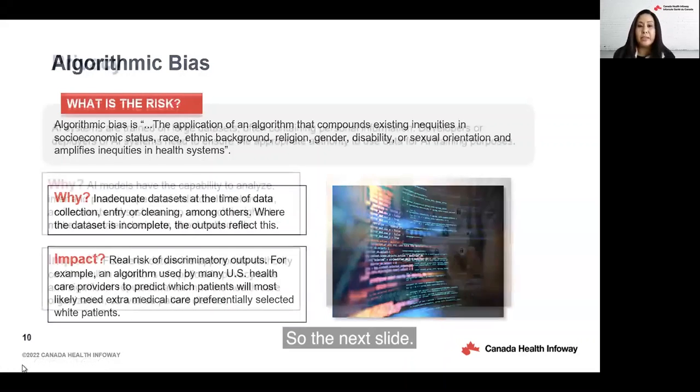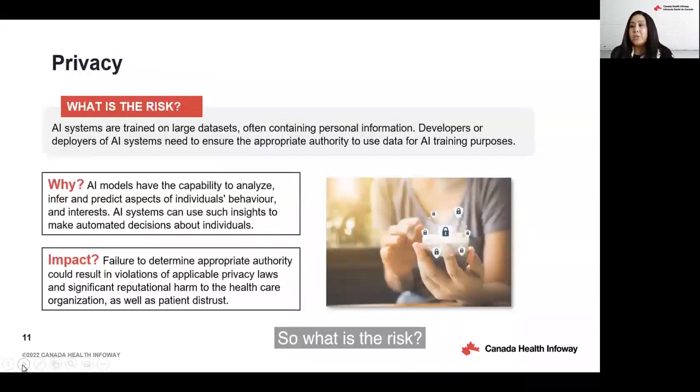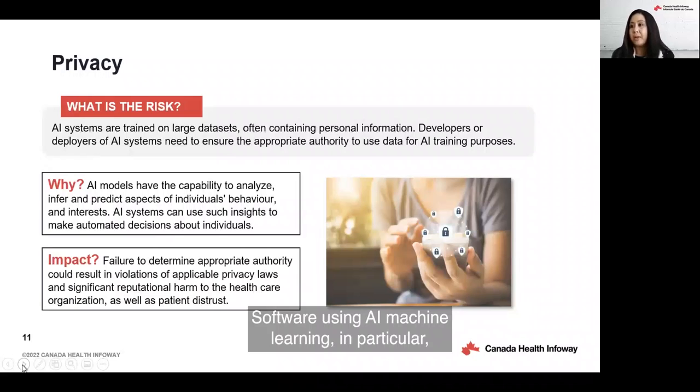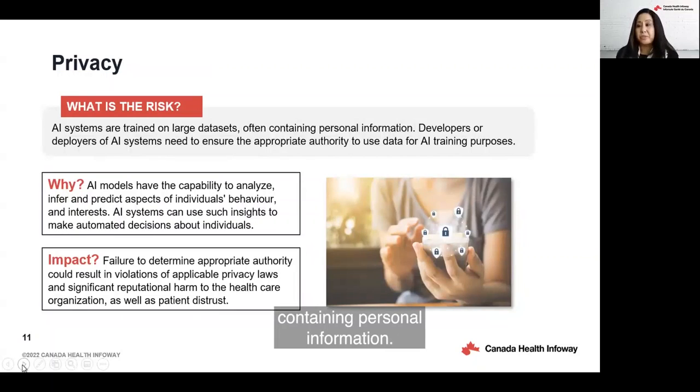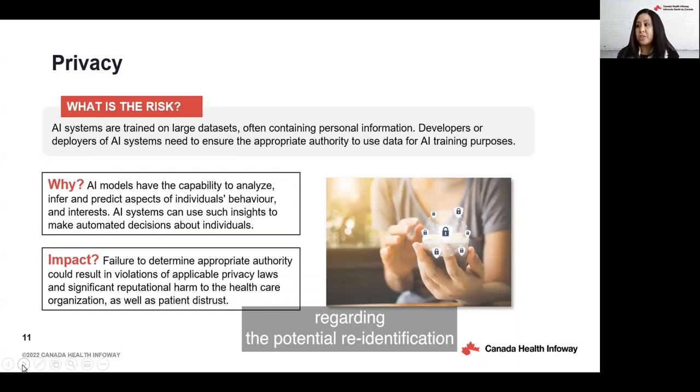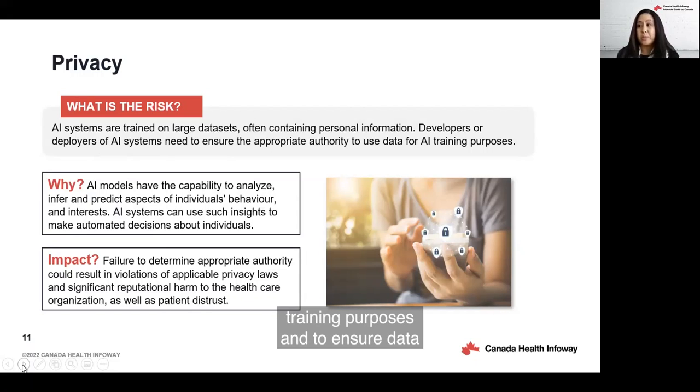Okay, so the next slide. In terms of privacy, so what is the risk? Software using AI and machine learning in particular are often systems that are trained on large data sets containing personal information. Patient privacy concerns have been raised regarding the potential re-identification of an individual within these data sets. So we need to think carefully about the data sets that are used in order to build predictive models that are meant to improve diagnosis and better understand disease while ensuring that there is appropriate legislative authority to use the data for AI training purposes and to ensure data protection controls are in place.